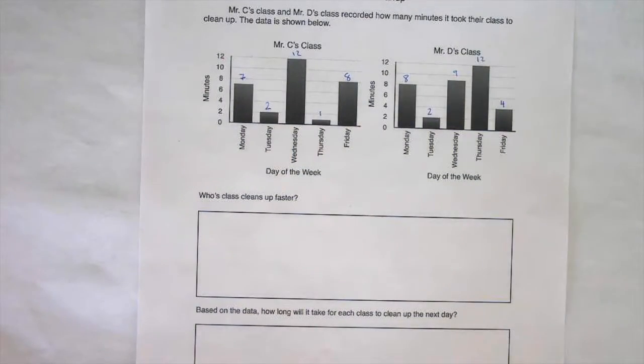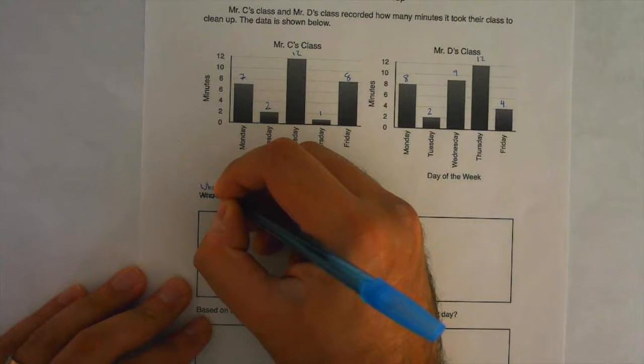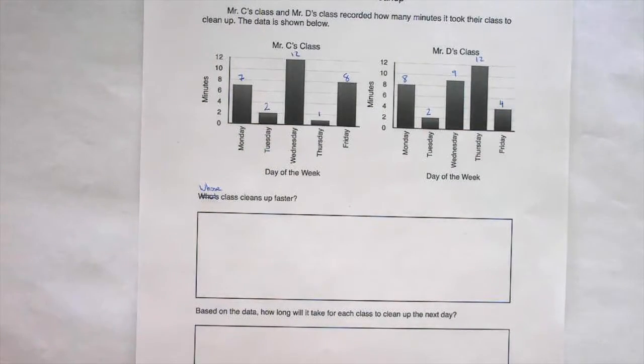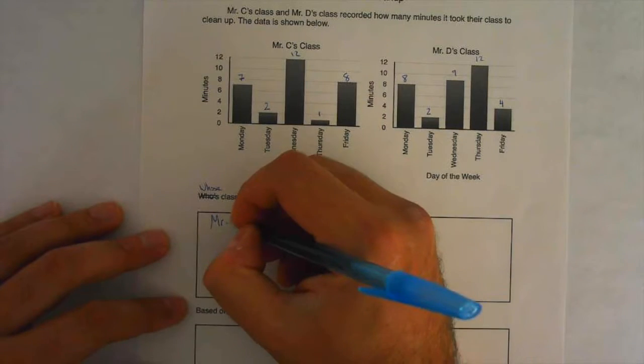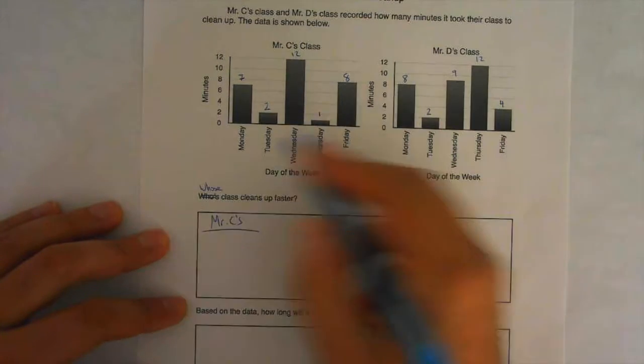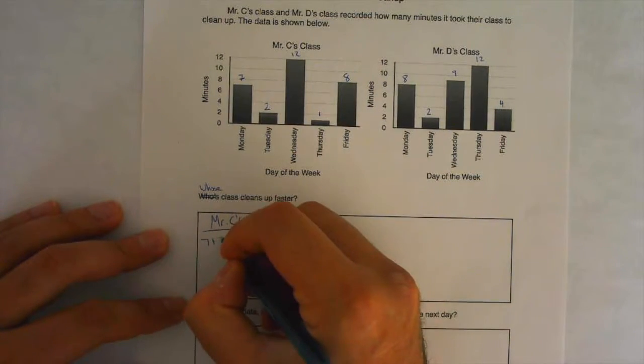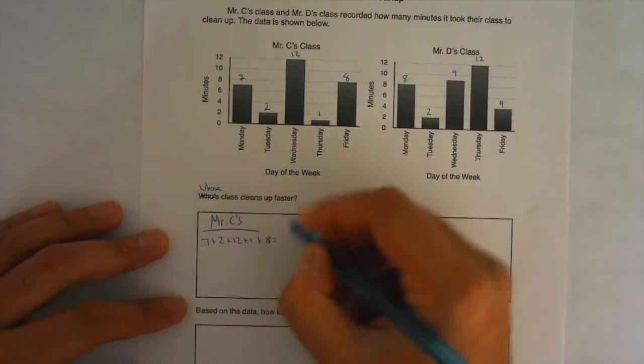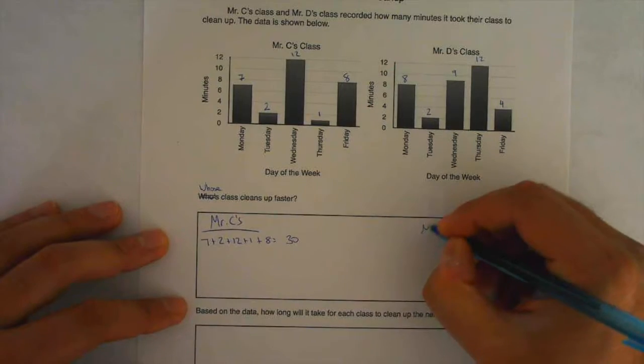So the first question here, who cleans up faster? Whose class cleans up faster? How do we figure this out? We add all the numbers in each graph. Let's do it. So Mr. C's class, 7 plus 2 plus 12 plus 1 plus 8. I believe that gives us 30.